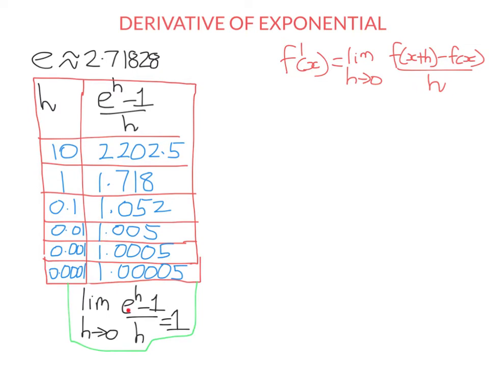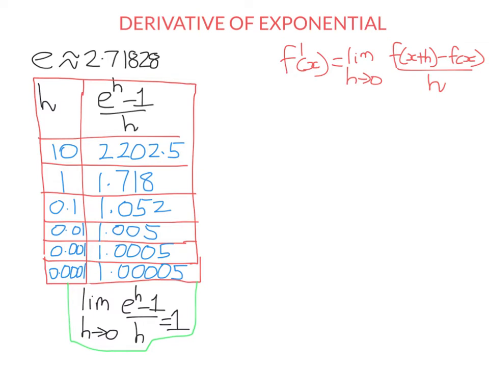So this is what we've discovered from the table. It turns out if I would use any number other than e, which is 2.71828, if I were to do like 2 to the power of h minus 1 over h, I wouldn't get 1. But it's very significant that this limit here is equal to 1. We're going to use that when we differentiate the exponential.